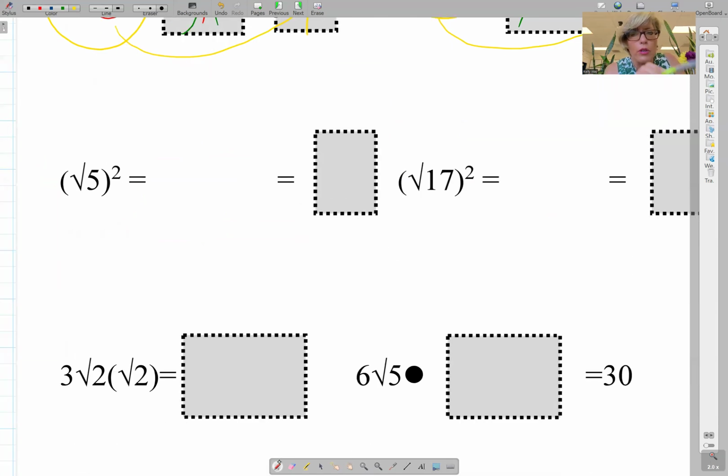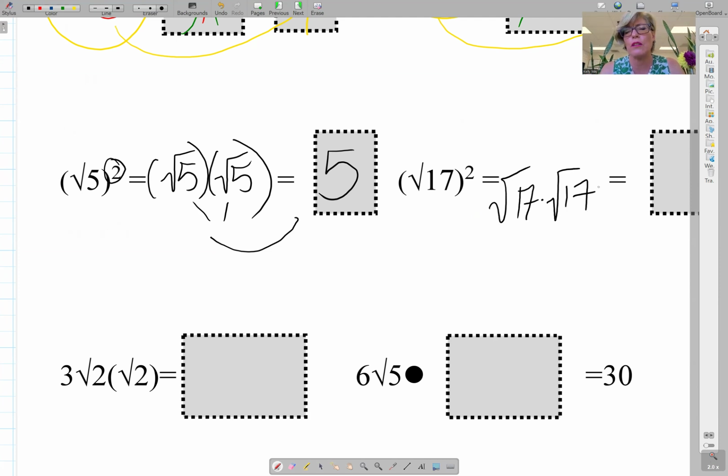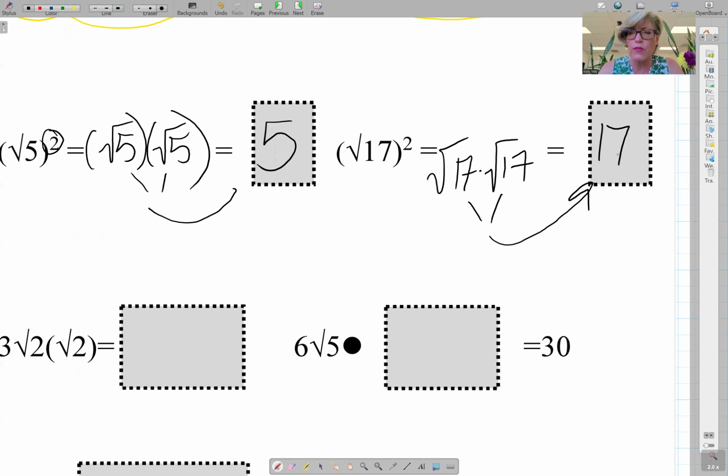Let's try this. Square root of 5 squared looks like this. Root 5 times root 5. But you know, technically root 5 times root 5 is just the number on the inside. So it's just, ta-da, 5. Root 17 squared looks like this. Root 17 times root 17. Any radical times itself is just the number on the inside. 17.